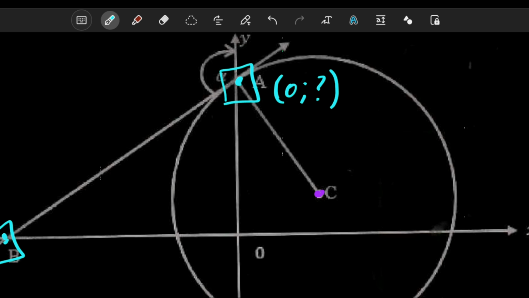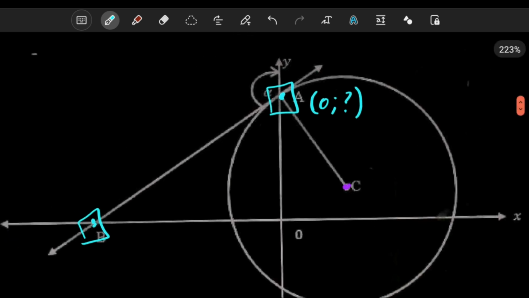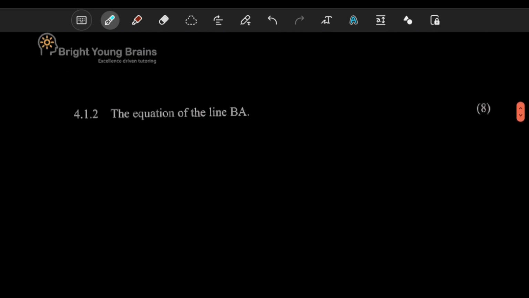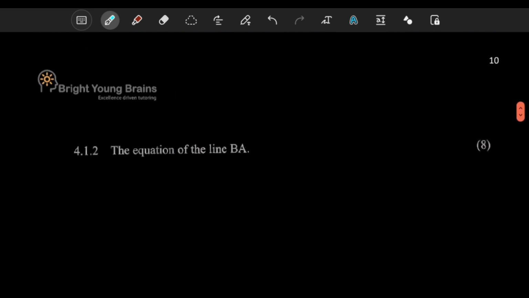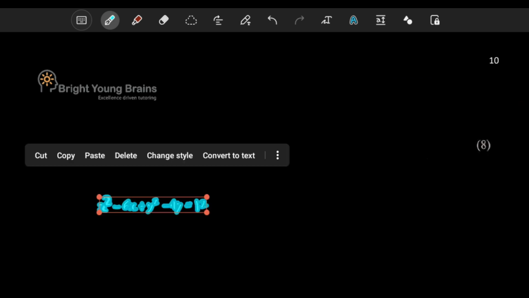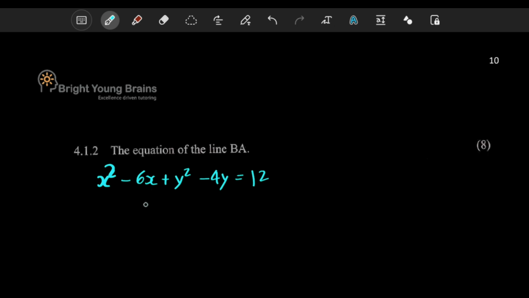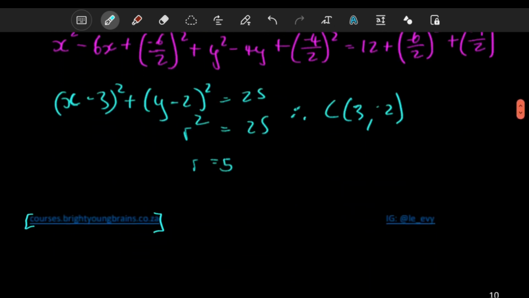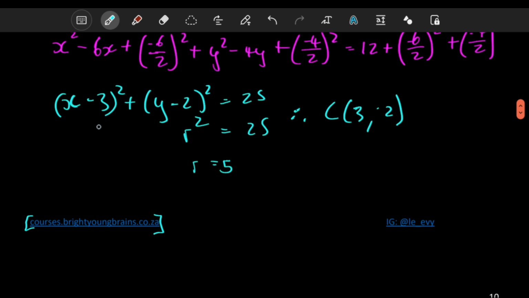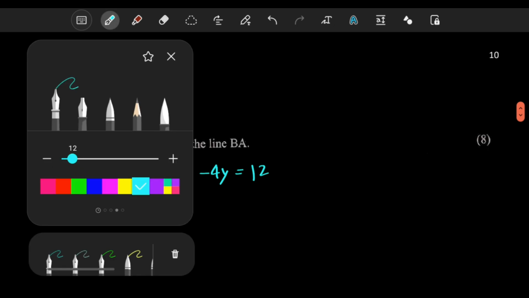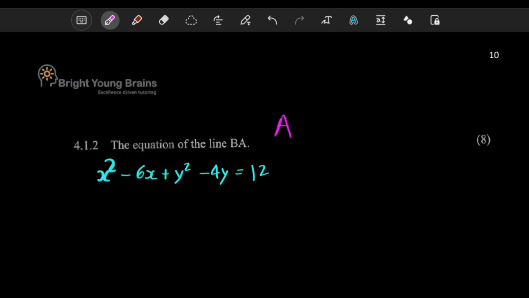Tricky. So what I can do first is, we can start by getting an expression for A. To do that, we can just take the equation of our circle and then throw 0 where X is. It doesn't matter whether you use this format or this format. So our argument here is that the X value of A is 0. The Y value we don't know.